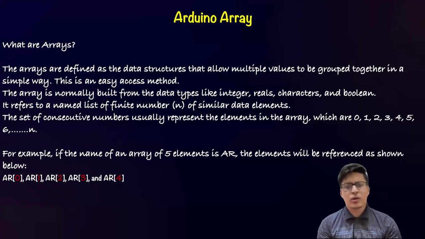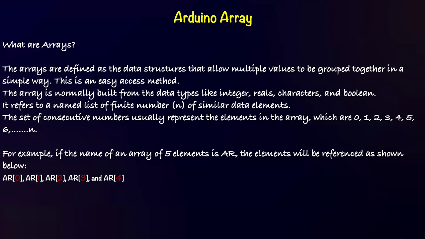Okay. So now, what do we actually mean by arrays? Arrays are basically defined as data structures that allow multiple values to be grouped together in a simple way. There are numerous values being grouped together, and they are known as arrays. This is a very easy access method, and that is why we group together.